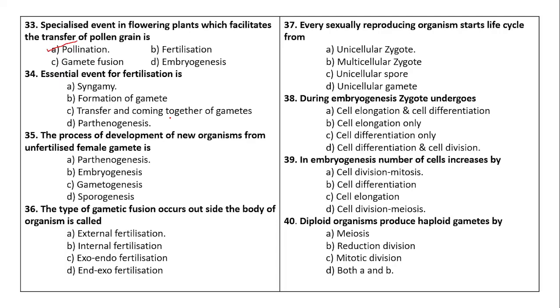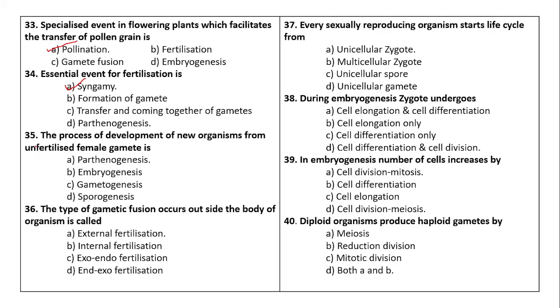If fertilization has to take place, then what should happen? The fusion of nuclei, the fusion of cells, or the fusion of gametes should take place, right? That is why option A, syngamy, nothing but fusion of gametes. So that should take place.